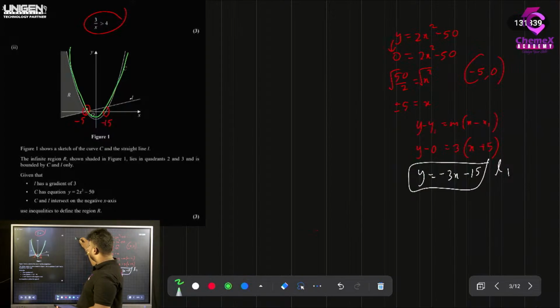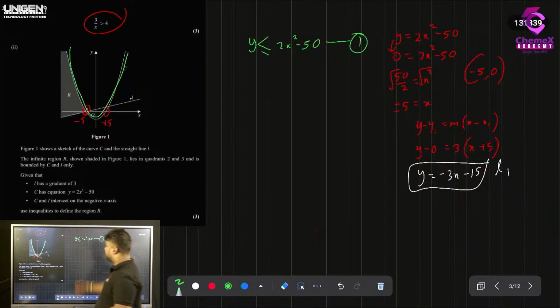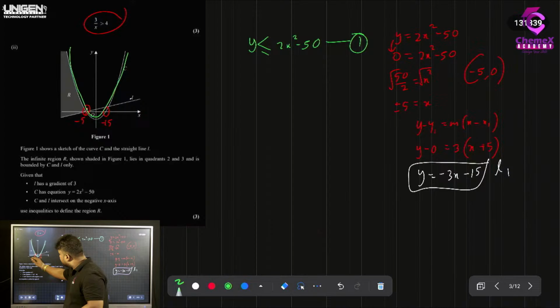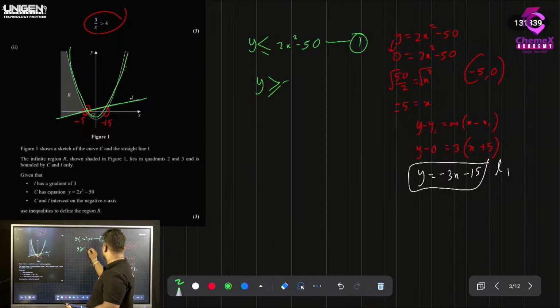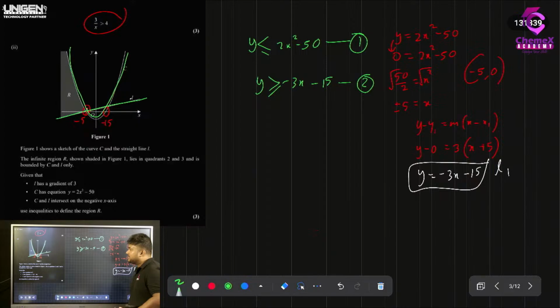So what is it going to be then? Y is less than or equal to, it's below what? 2x squared minus 50. That's one equation that defines the R region. The other one is that it's above the straight line. So y is greater than or equal to minus 3x minus 50. That's the second equation. What else?